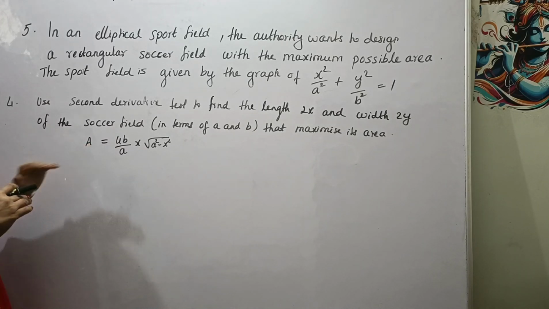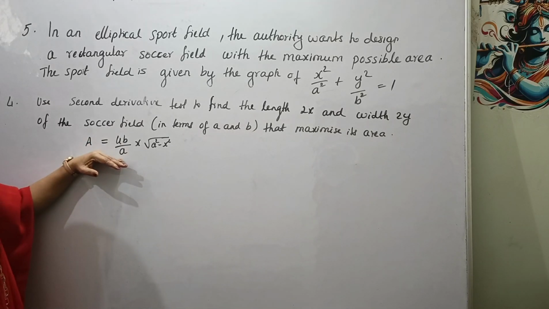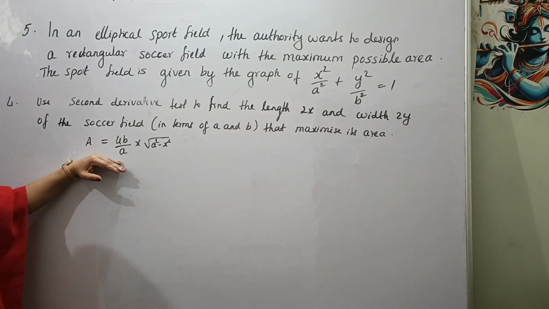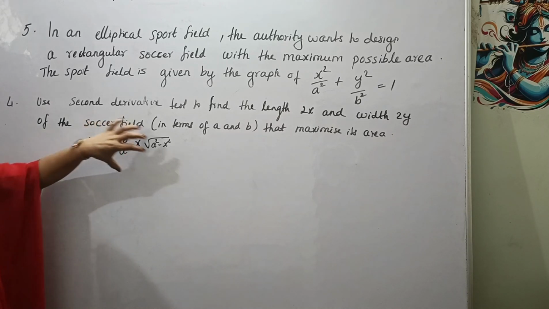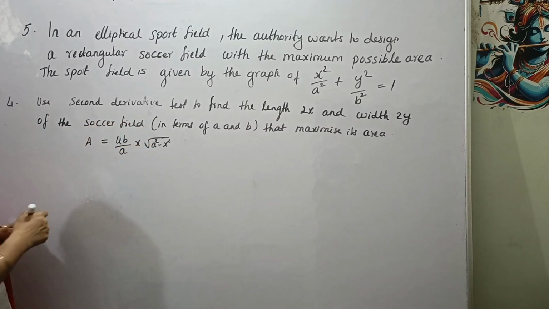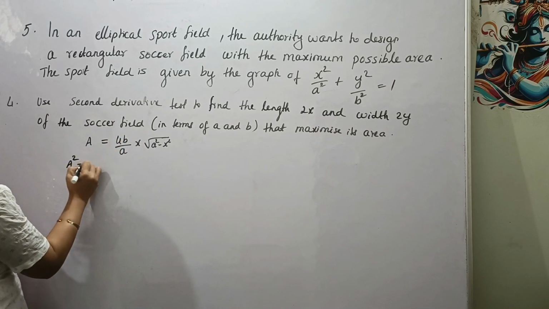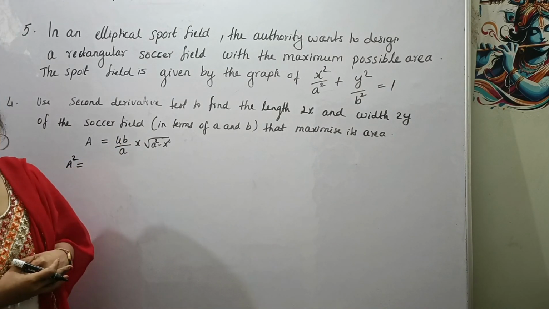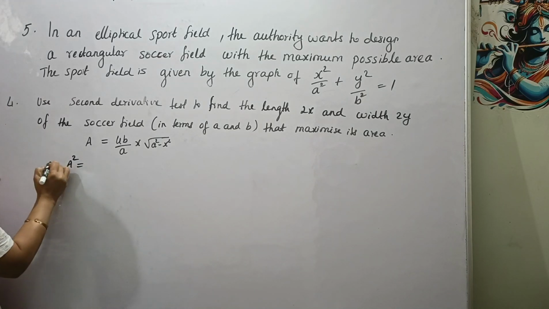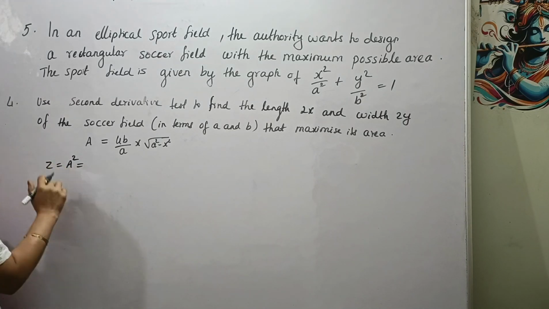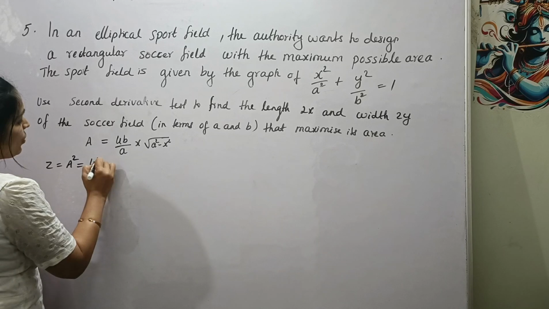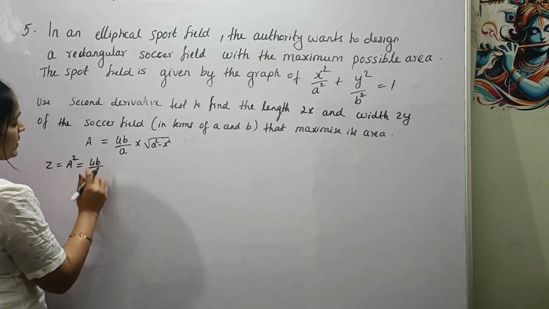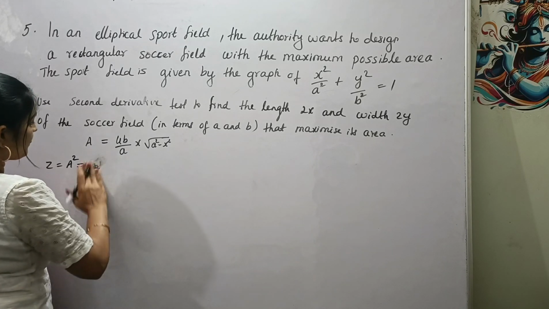Therefore, after finding the first derivative, finding the second derivative will be complicated, right? So let's square it on both sides. We know that if A square is maximum, A is also maximum. So A square, let's take it as z. z is equal to A square, that is equal to 4b by a, let's square it.